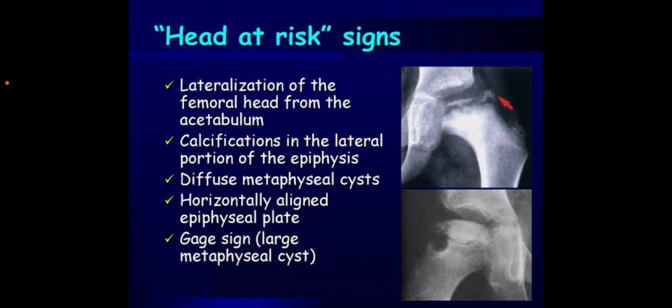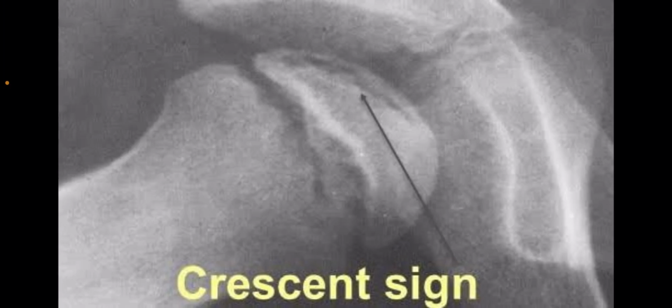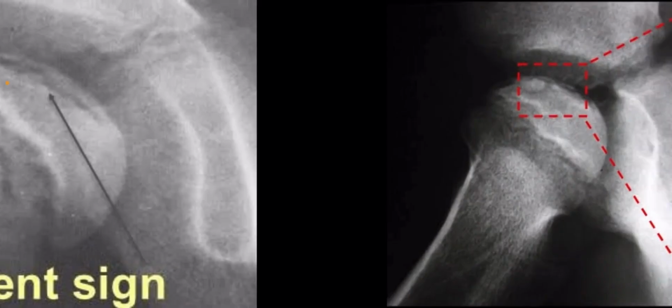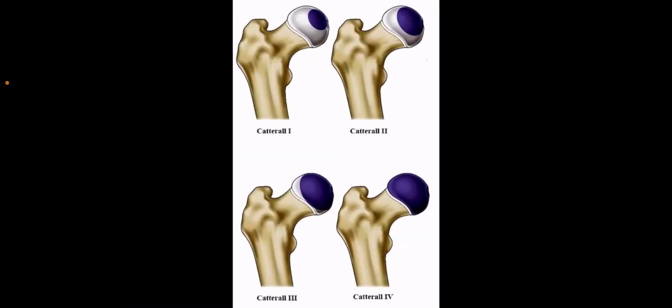Salter-Thompson classification is based on the radiographic crescent sign. The crescent sign represents a subchondral fracture. Stulberg classification is the gold standard for rating residual femoral head deformity and joint congruence.